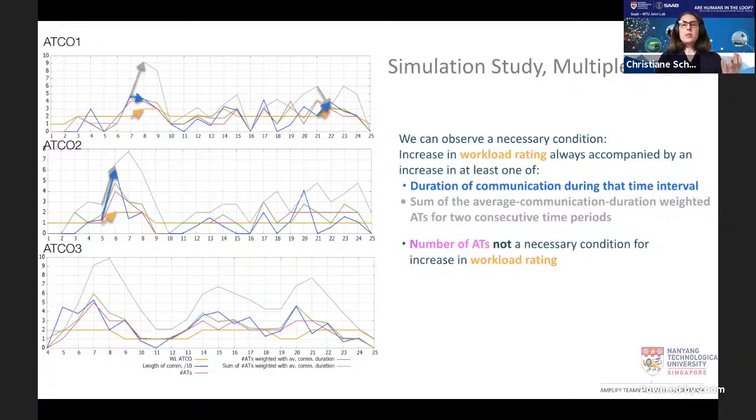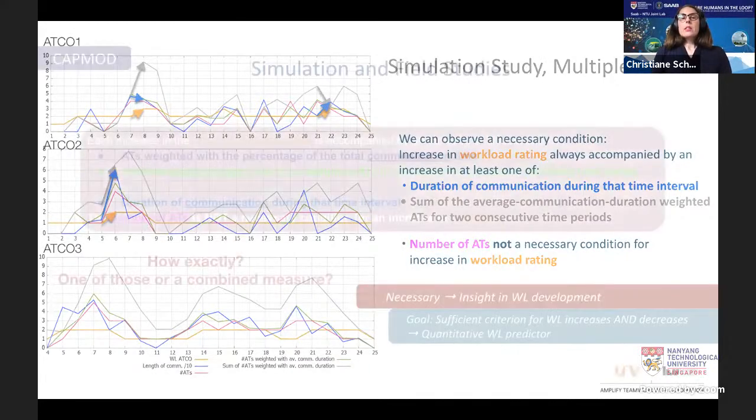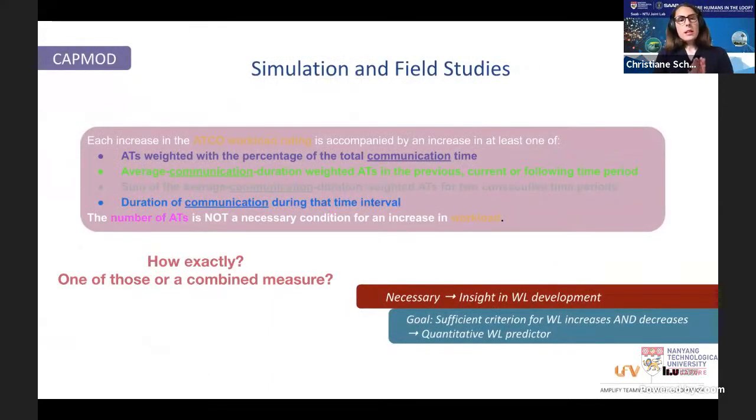And one important thing to remember is that the number of Atco tasks is not a necessary condition for an increase in workload rating. And from all that together, what we got, valid for both the simulation studies in multiple and single mode and the field studies, is that an Atco workload rating increase is always accompanied by an increase in at least one of these 4 measures, which are all related to the communication time, and 3 of them also take the Atco tasks weighted with some communication time measure into account.